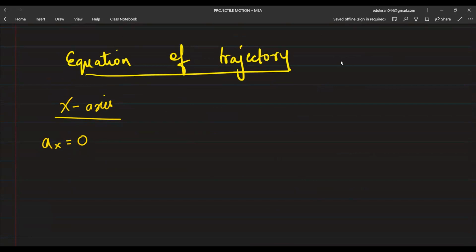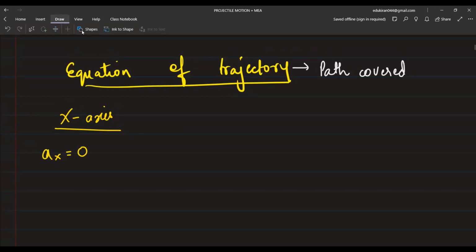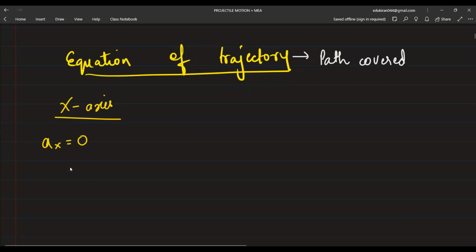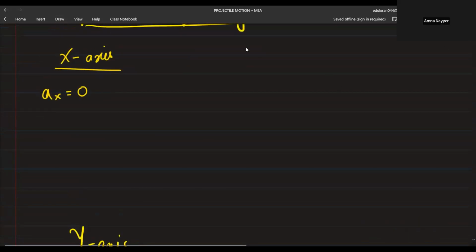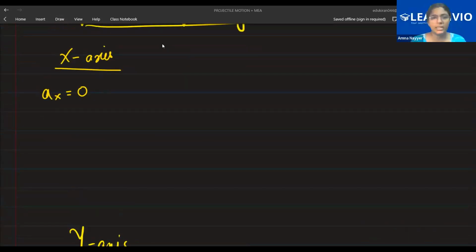See class, now the equation of trajectory. What is the meaning of the term trajectory? Trajectory means the path covered. Now see, when we are having a particular trajectory, we have to solve everything along x-axis and y-axis separately. So along x-axis, when you are solving, ax is 0, as we have discussed. So when we are writing the equation s is equal to ut plus half at square, all this is for the x-axis.